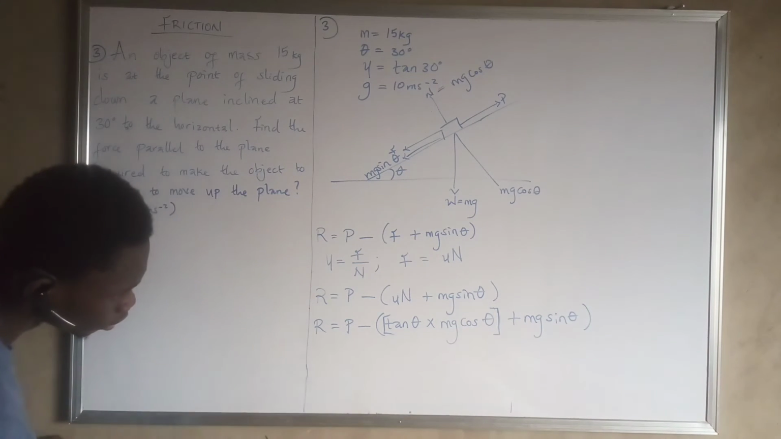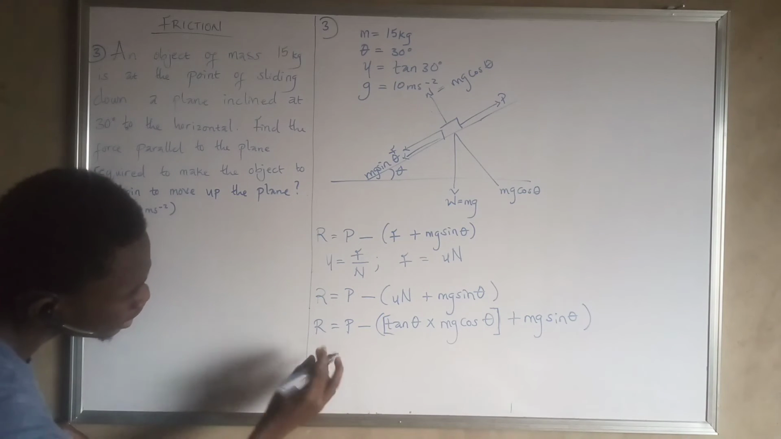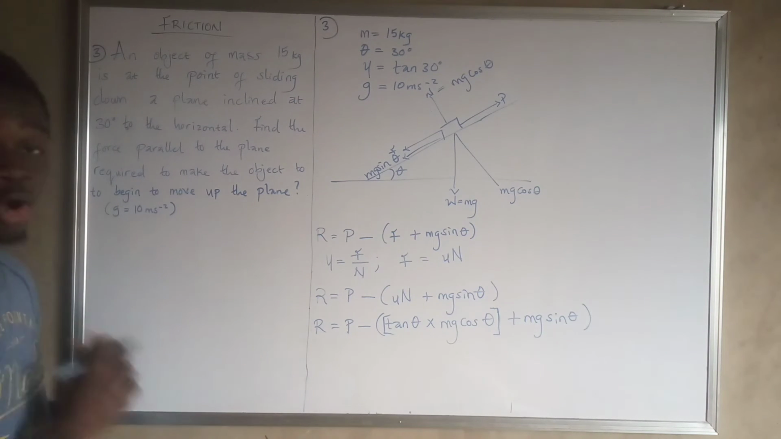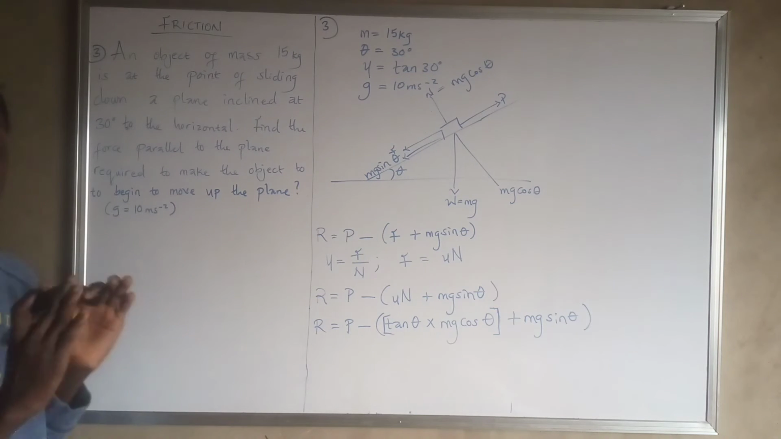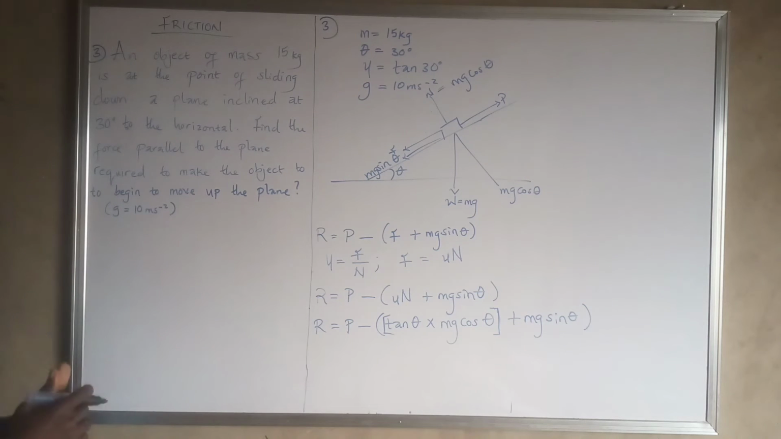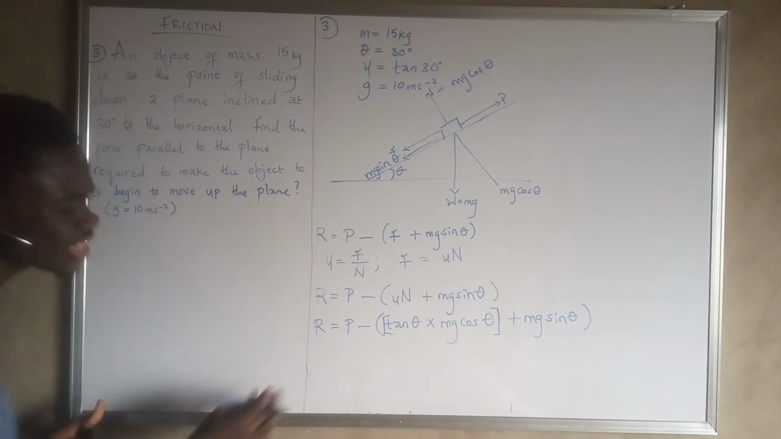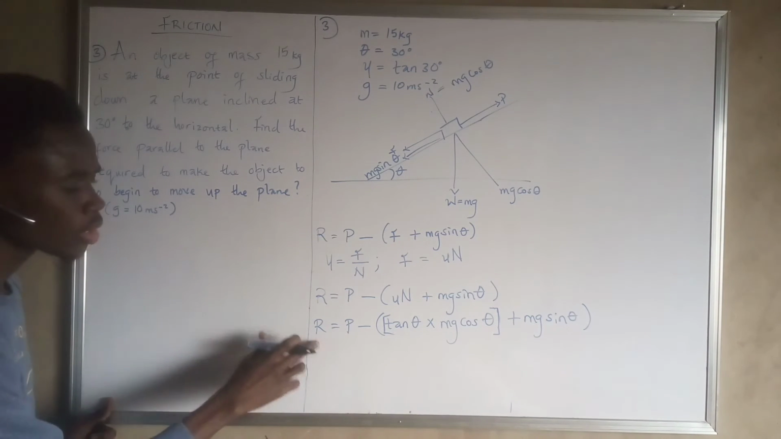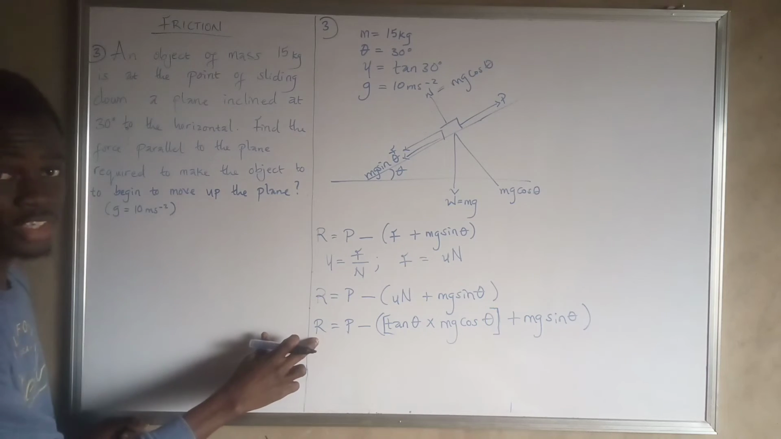Then we move on to writing our formula for the resultant force. The question says find the force parallel to the plane required to make the object begin to move on the plane. The object hasn't moved. We are asked to find the force that will make the object move upward, but the object hasn't moved. That's the thing we have to know. So since the object hasn't moved, our acceleration is 0. And when our acceleration is 0, our resultant force is going to be 0.